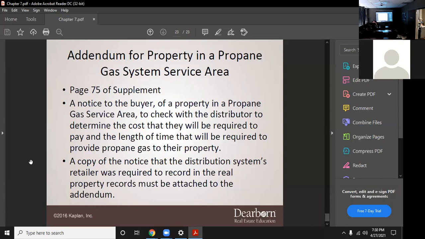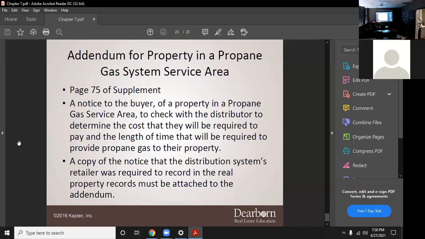Now, if you are in a gas system service area, all this is a notice to the buyer that they are in a gas service area, and if they have to pay to be in that area, how much it's going to be. Okay. It's not a complicated form. I'm not going to pull it up, it's not much, but very easy, very simple form. You probably won't deal with this a whole lot, but this is something that'll email us. It'll say if it's in a gas service area, so you kind of know ahead of time.